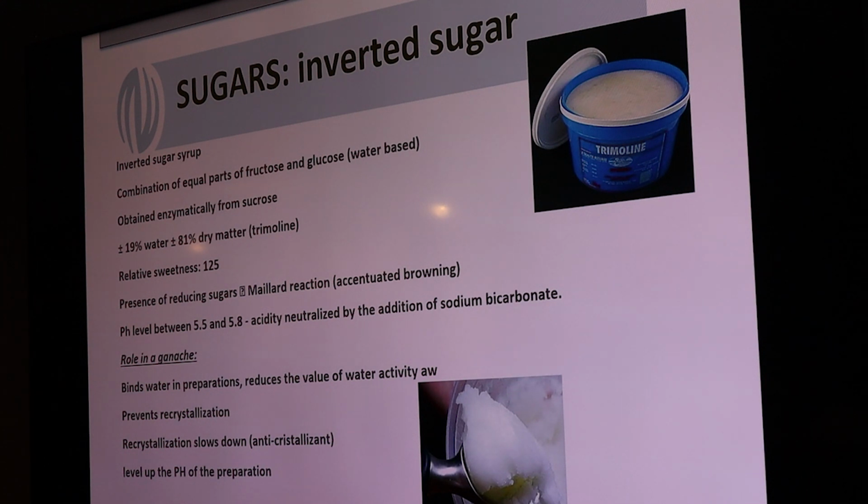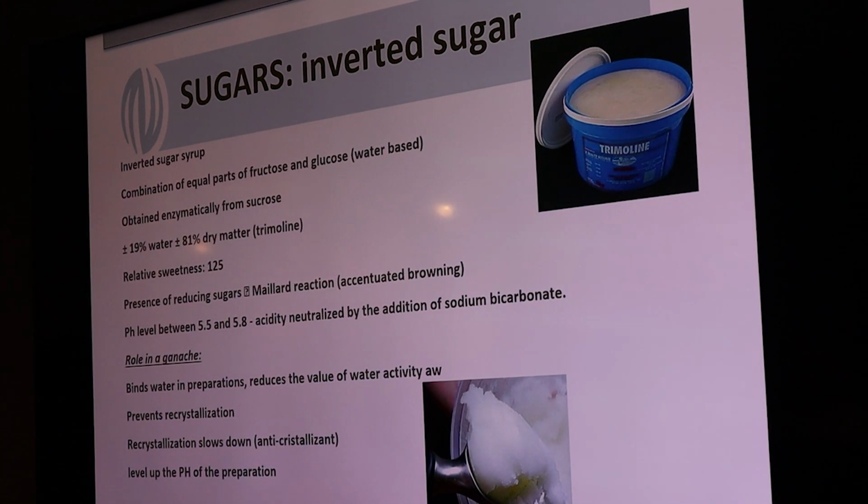So imagine not adding inverted sugar to your recipe. After a while you will see that the ganache inside the pralines will shrink because it's starting to dry out. By adding this, it will still keep the humidity in the ganache. It will bind the water in the ganache and avoid it drying out. So you will have the full power of the ganache, even after half a year, without any doubt.